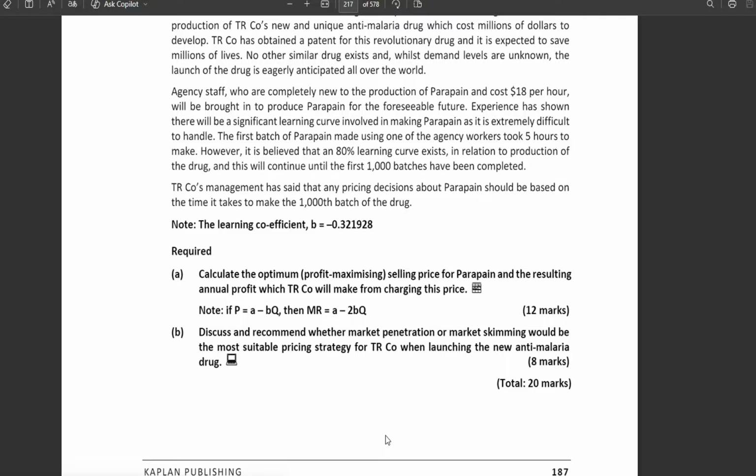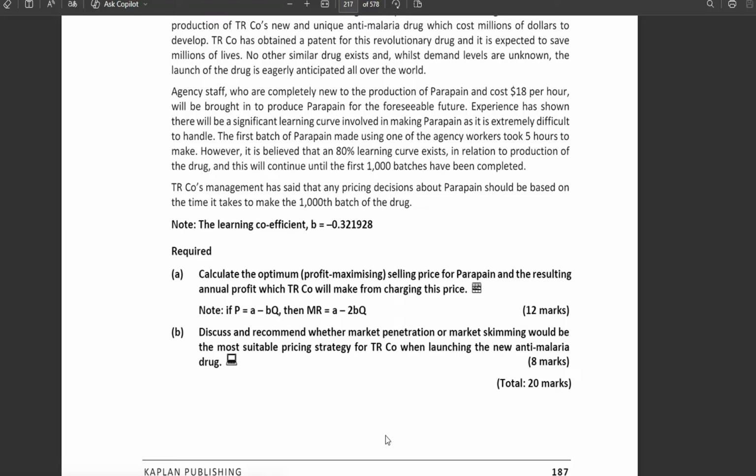And in part B, they are asking to discuss and recommend whether market penetration or market skimming would be the most suitable pricing strategy for TR Company when launching the new anti-malaria drug. So it's for 8 marks.